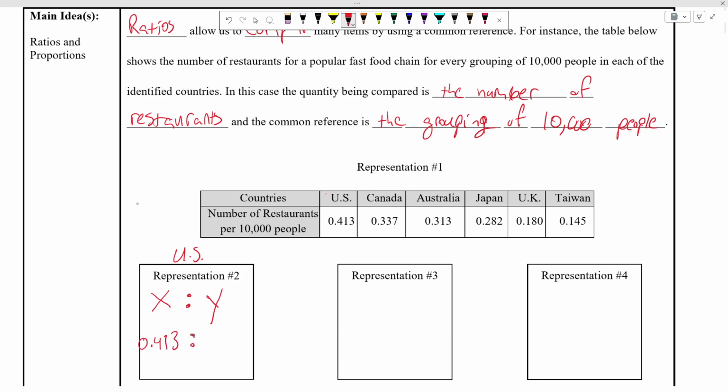0.413 compared to 10,000. Well, hold on, that's too many zeros. There we go. Okay, another representation that you'll see is something like this: x to y, literally the word "to" spelled out. x to y. And it would look like this.